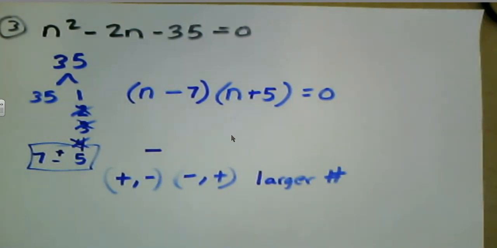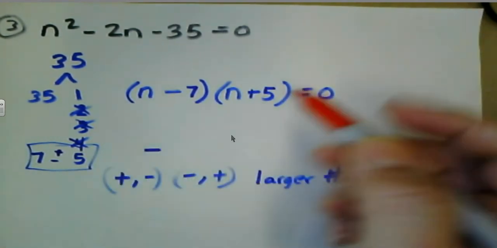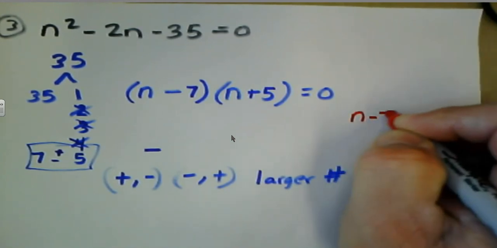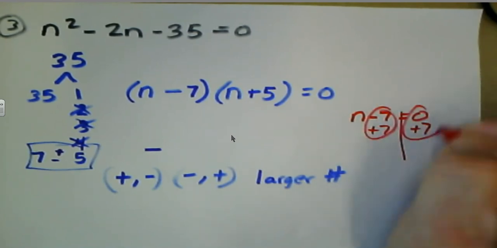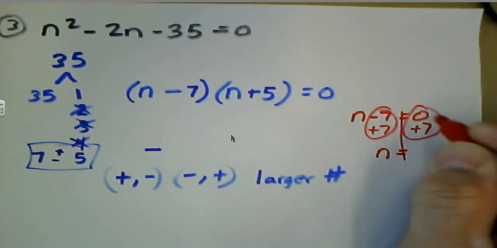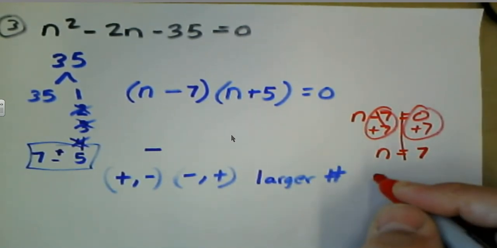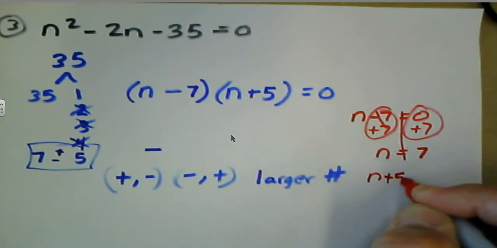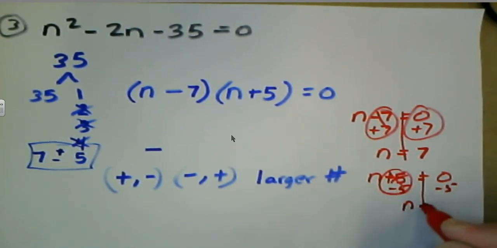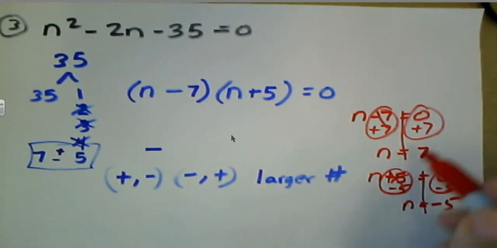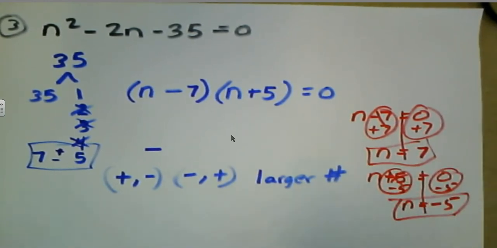All right, well, we didn't do this on the last one, and we're going to go back to it in a second, but we forgot to set these to 0. So n minus 7 equals 0. Make sure we add 7. Our opposite operations are gone. 0 plus 7 is 7. And then we're going to do n plus 5 equals 0. So we subtract 5 from both sides of the equation. n equals negative 5.